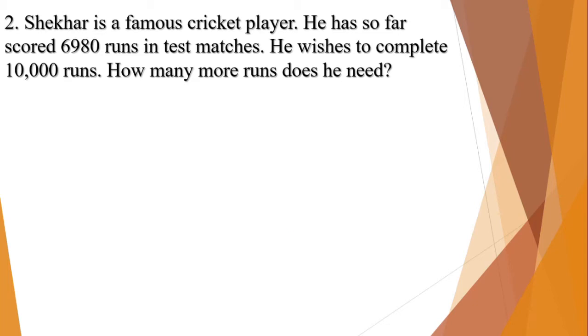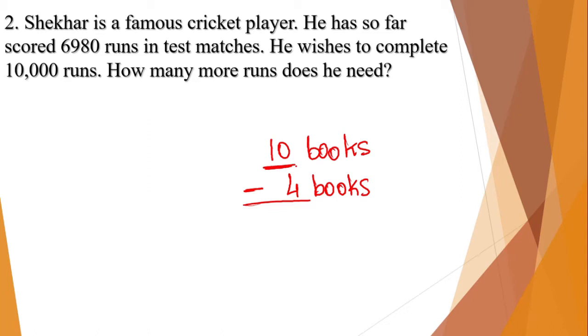Now you went to a bookstore, right? And actually you wanted to buy 10 books, right? But you had money to buy only 4 books. You wanted to buy 10 books, but you had the money only for 4 books. Then you buy only 4 books only, right? You can't buy 10 books, right? Because you had money only to buy 4 books. So you only buy 4 books. Now how many more books do you need to complete 10 books? That we should find out.